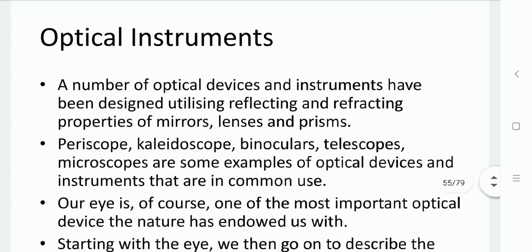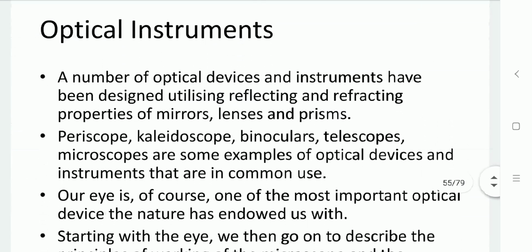Now let us focus on the new topic, optical instruments. Here a number of optical devices and instruments can be designed using the reflection and refraction properties of mirrors, lenses and prisms. Periscope, kaleidoscope, binocular, telescope, microscope are some examples of optical devices and instruments which are common in use.